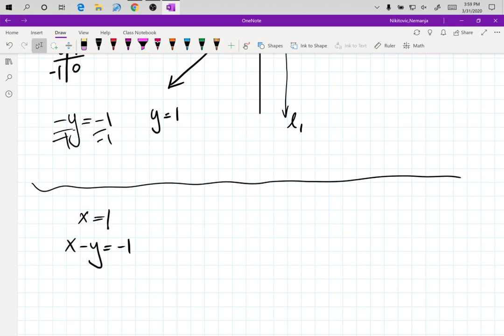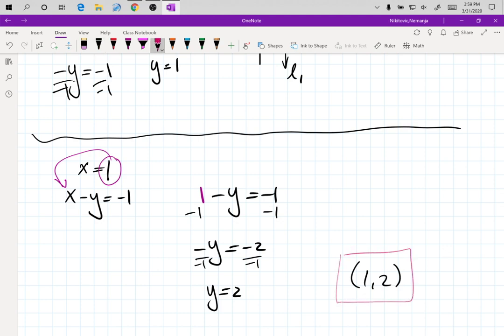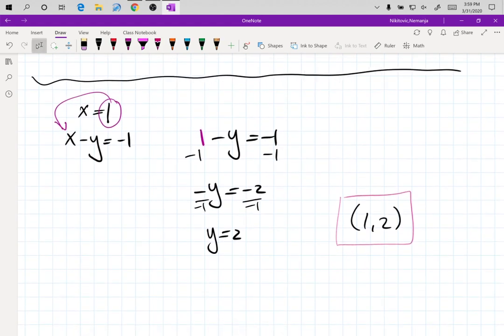Now, in this case, it's way too easy because x is given as 1. So we just plug that in. And we get 1 minus y equals negative 1. We subtract 1 on both sides. We get negative y equals negative 2. And then we divide by negative 1 on both sides, get y is 2. We already know x is 1. So (1, 2), which is the same solution we had up there with graphing. I mean, you have to get the same answer. It's just a different method to do the same problem.